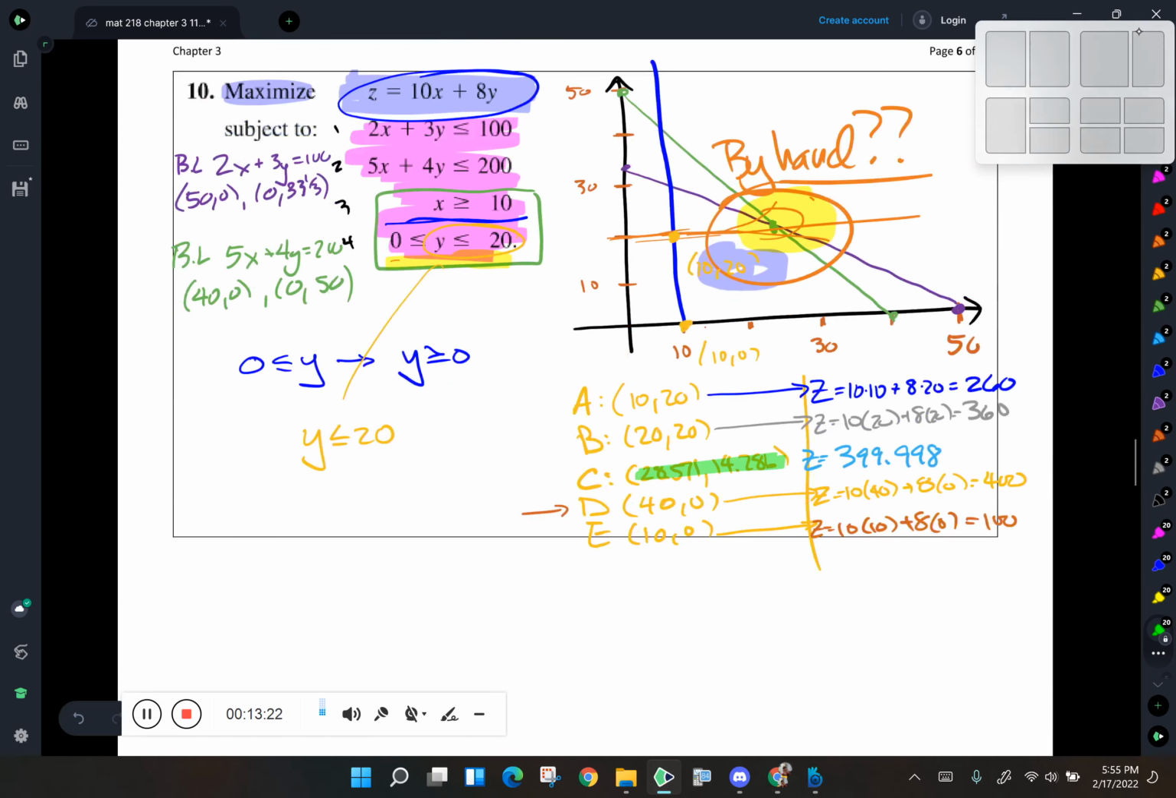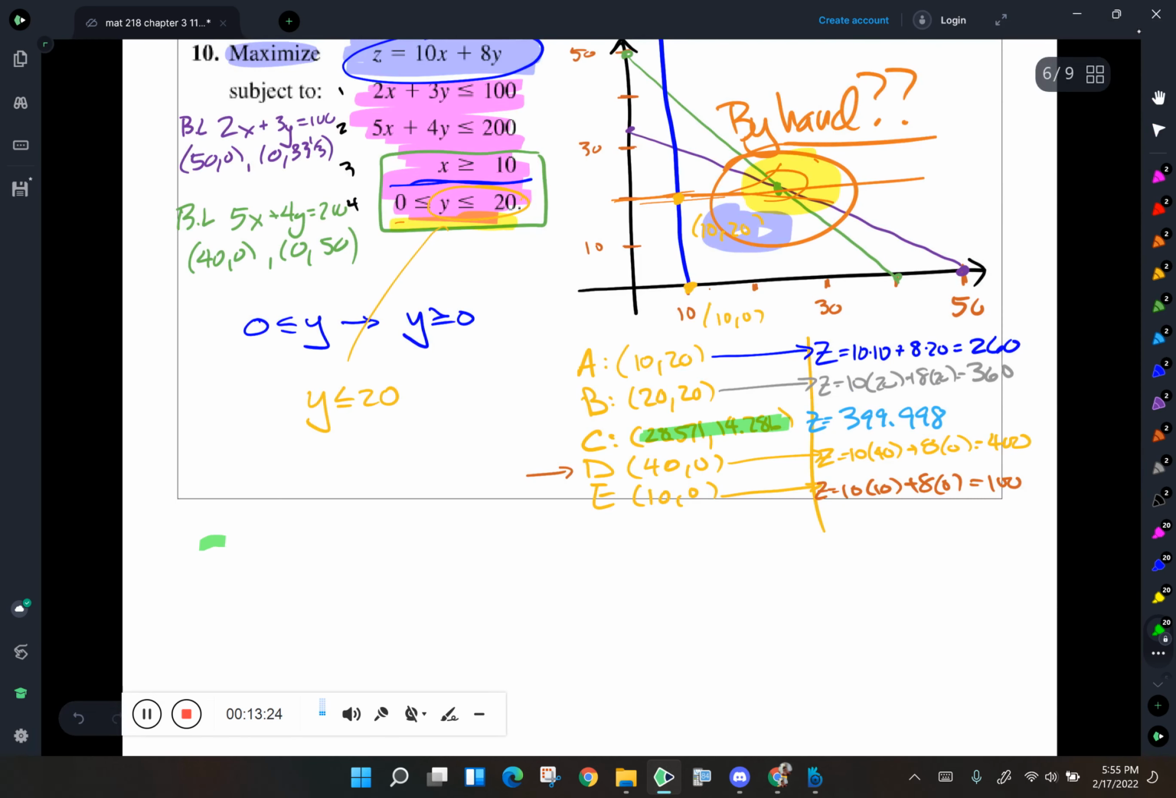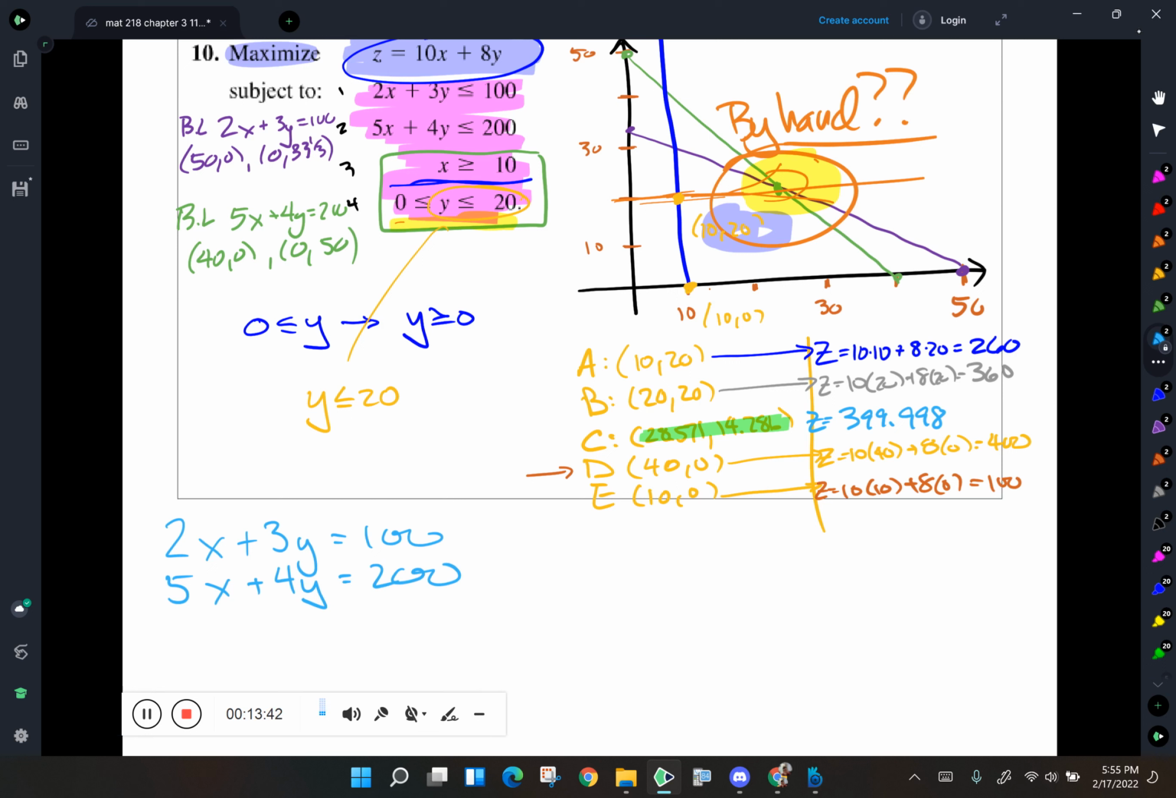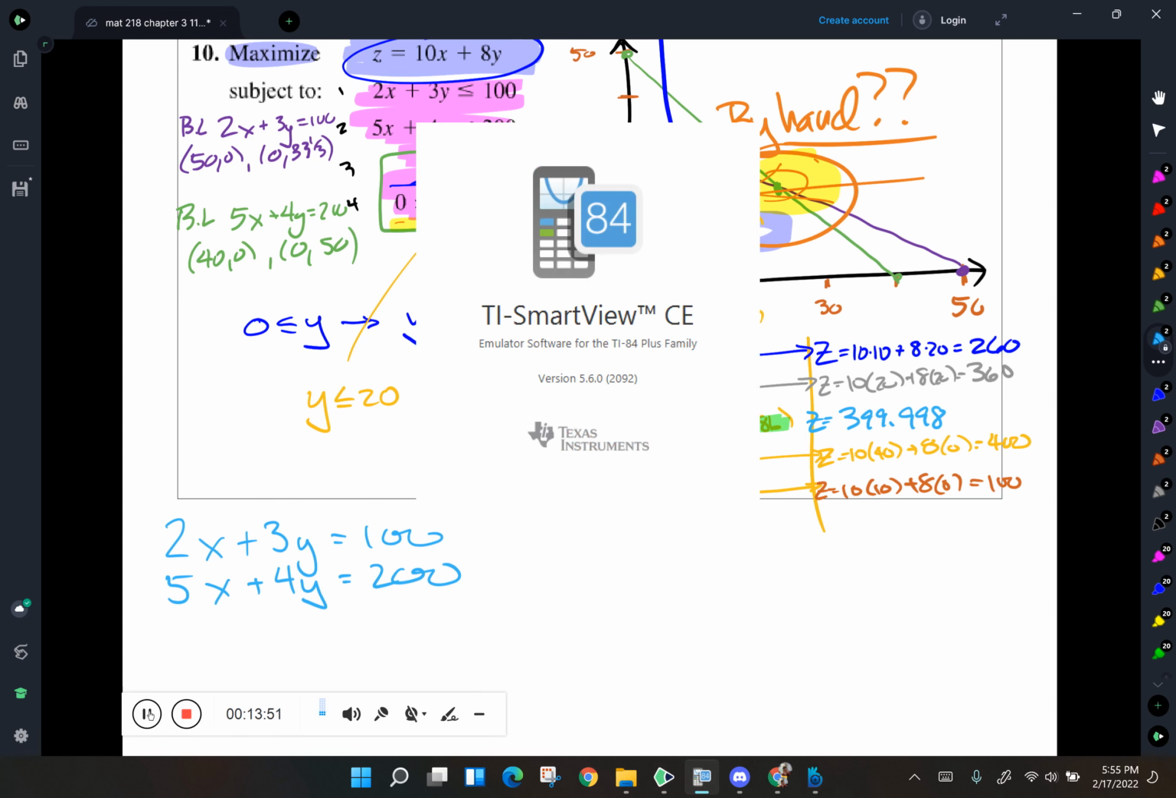All right, so I've got to find the actual intersection of 2x plus 3y equals 100 and 5x plus 4y equals 200. So I need to solve this system any way I can. Now, we just got done doing a whole bunch of these using the calculator back in chapter 2, so I'm going to do that again.